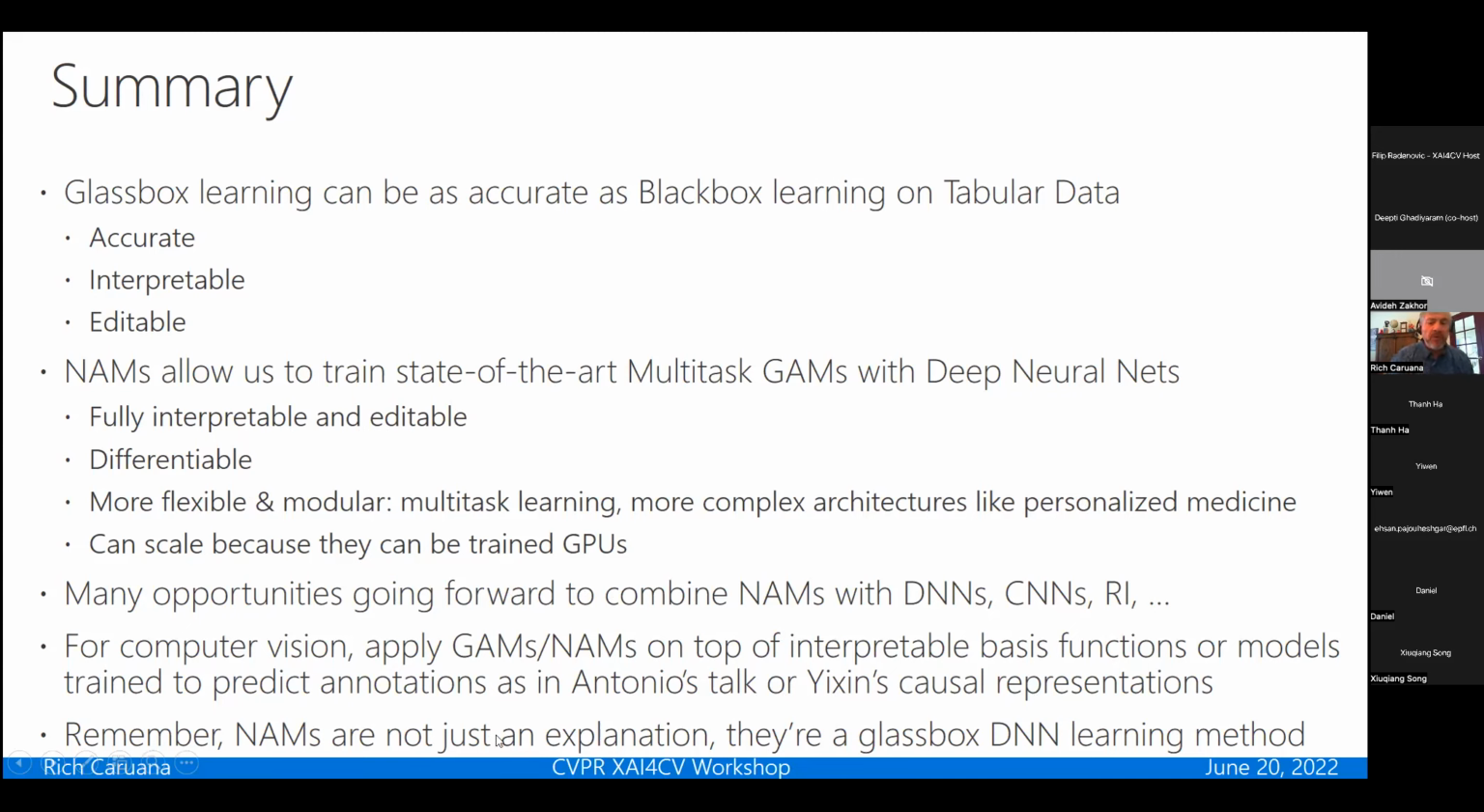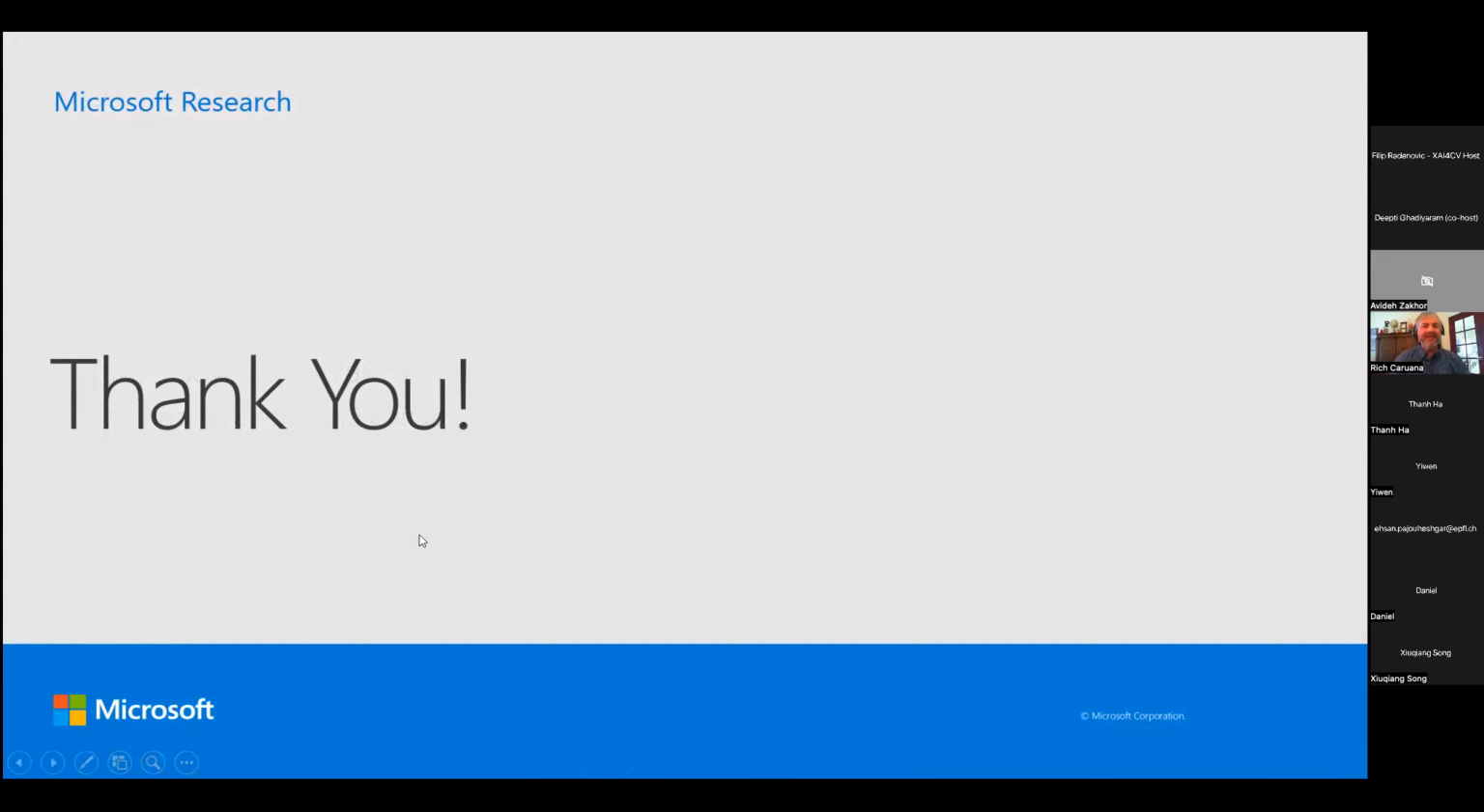And it's important to remember that we can use NAMs just for explanation if we want, but they actually are a learning method. NAMs are a part of a learning neural net. So you can use them also as part of your learning algorithm, and then that part of whatever they've learned will be interpretable. Hey, thank you very much.